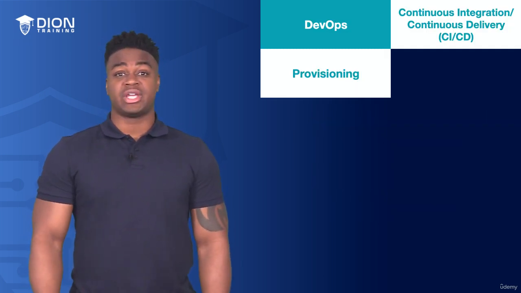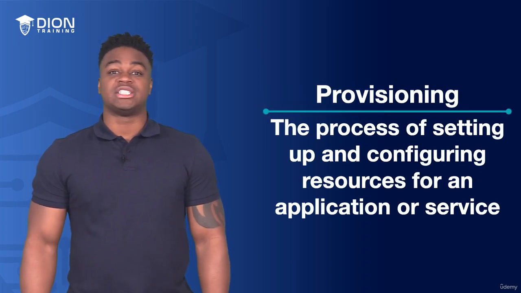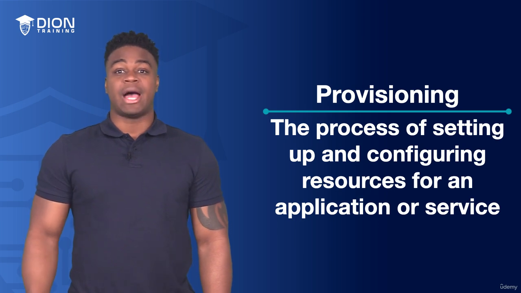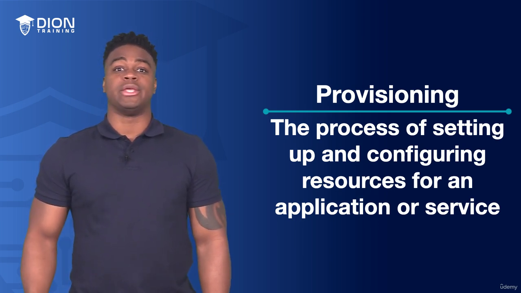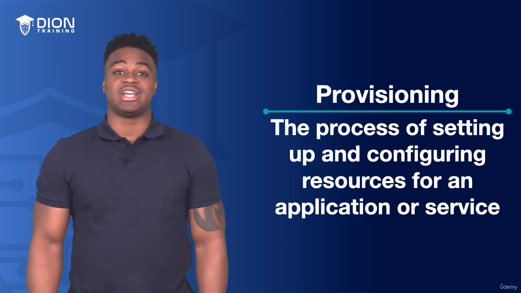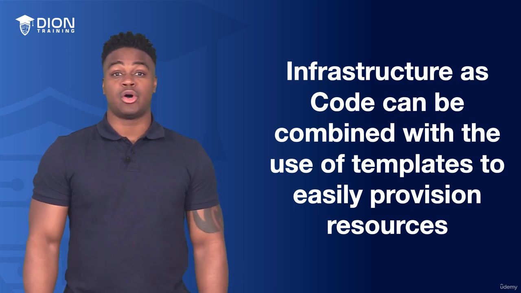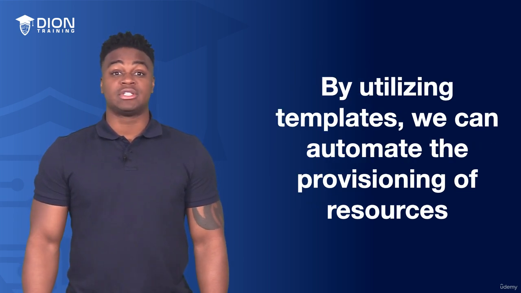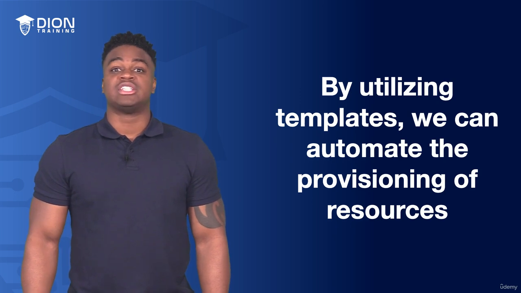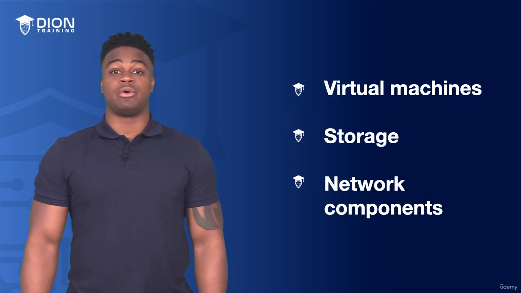Then we will discuss provisioning, including infrastructure as code and the use of templates. Provisioning is the process of setting up and configuring resources for an application or a service. These resources can be provisioned automatically in the cloud by using infrastructure as code tools, which allow administrators to define infrastructure and configuration as lines of code. This infrastructure as code can also be combined with the use of templates to easily provision resources, which in turn reduces the time and effort required for manual configuration. By utilizing templates, you can automate the provisioning of resources such as virtual machines, storage, and network components.